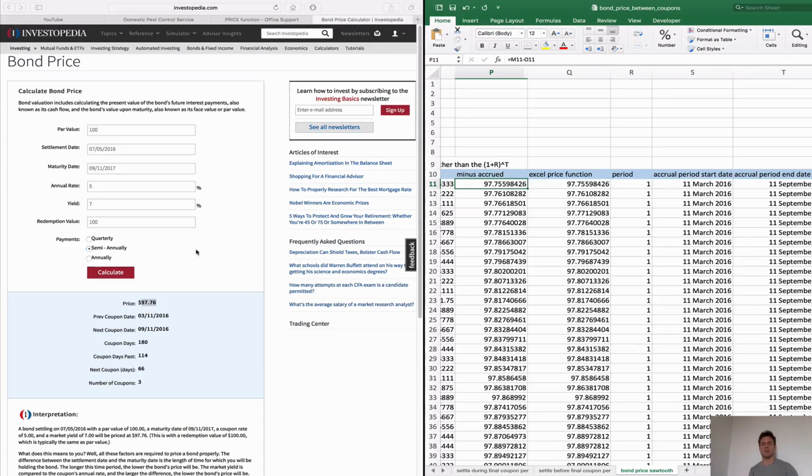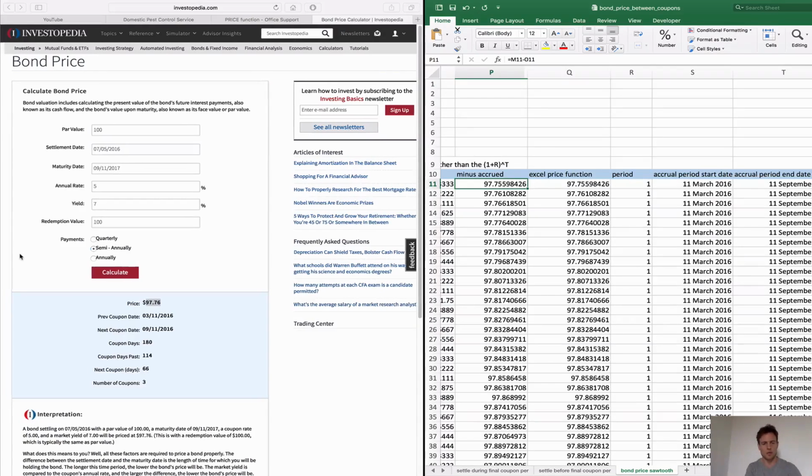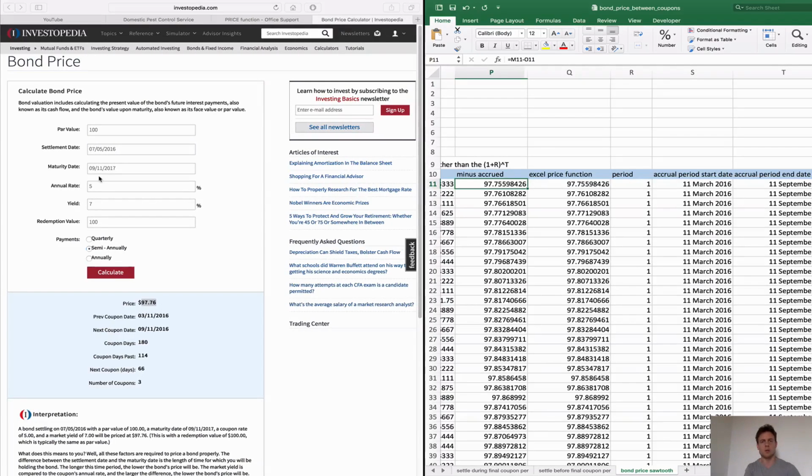So in a nutshell, if you want to play around and understand how the Excel price function works, you've got a tool now to do it. Please download it. If you have any questions on how to use it, let me know. You've also got access to the Investopedia calculator, and you know that this now is definitively giving you the clean price, not the dirty price.